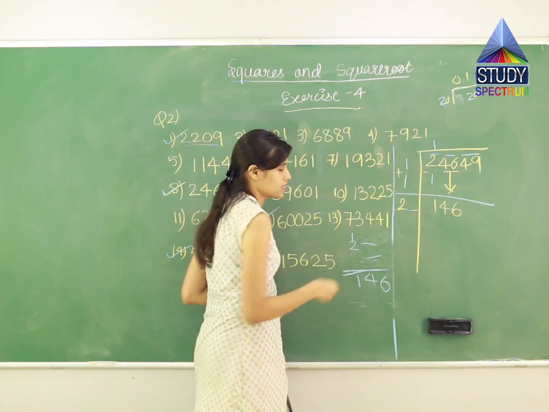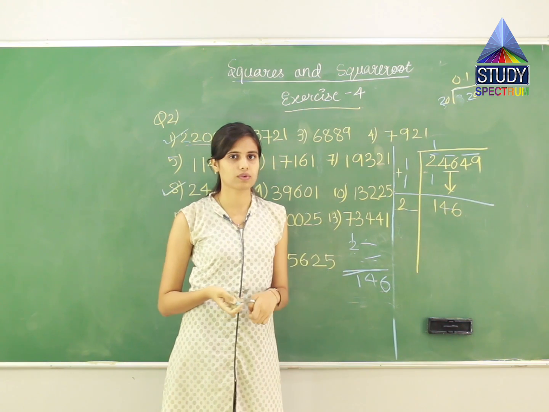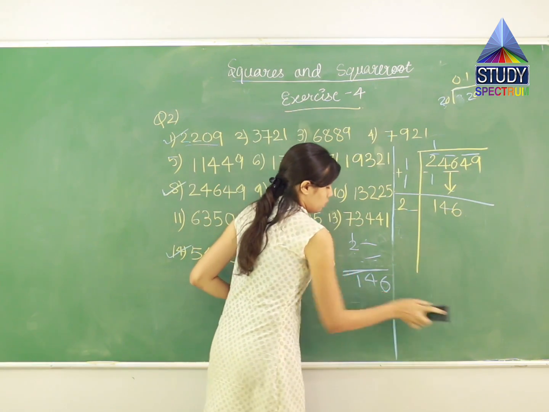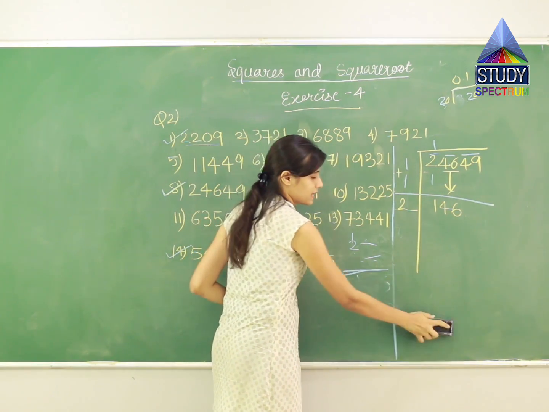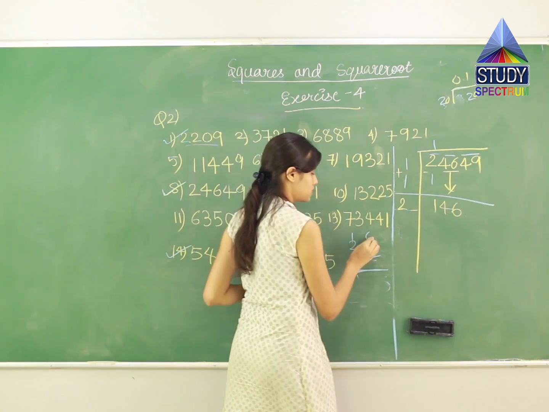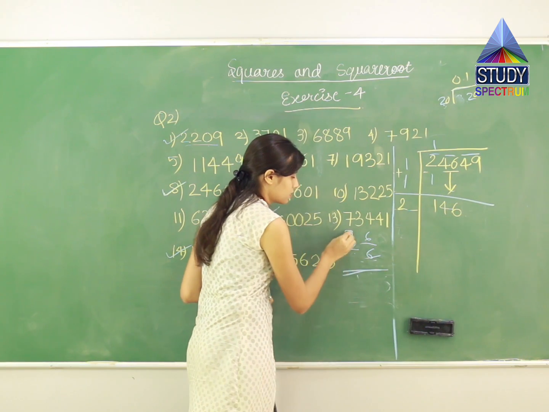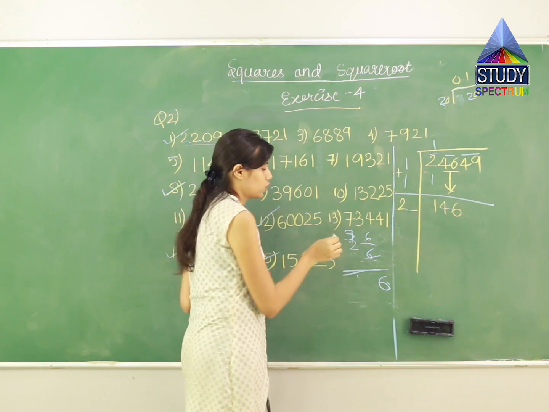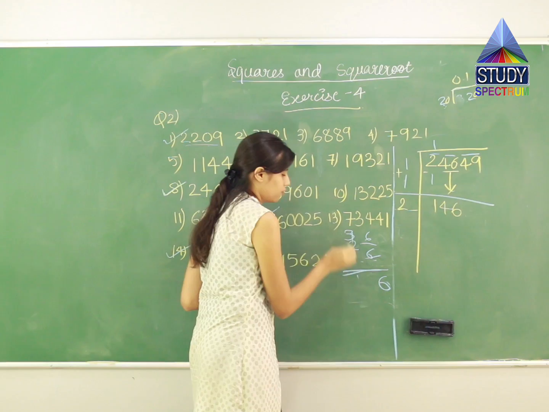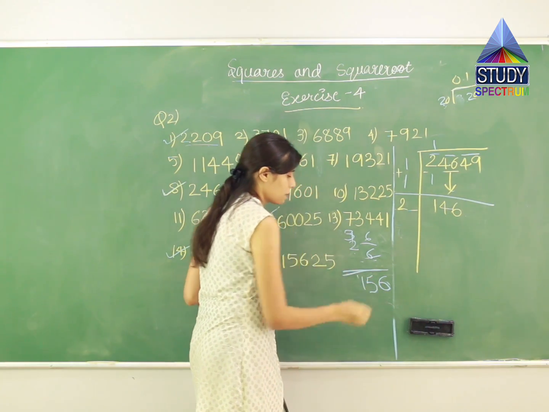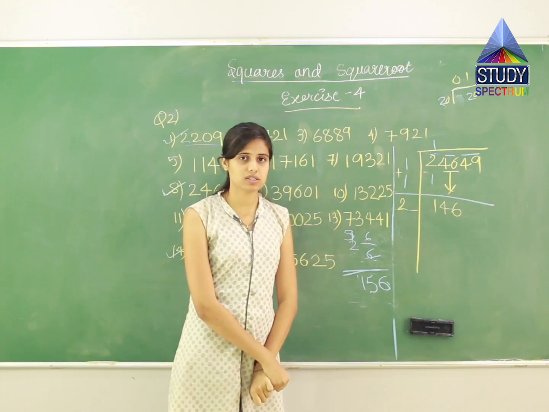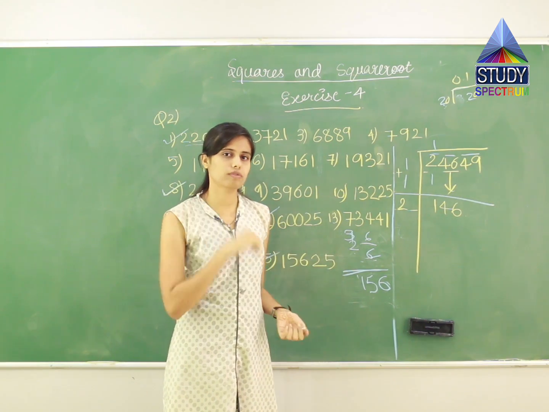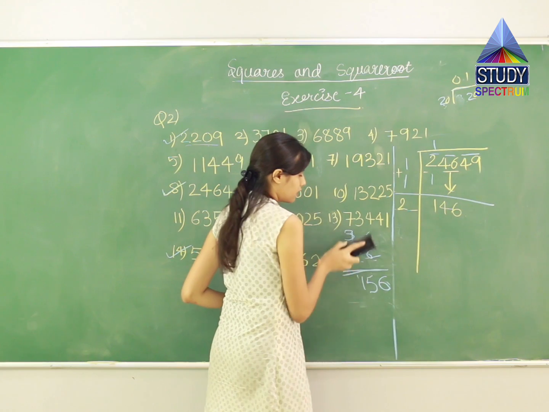This 4 is wrong. Now what we will replace is, can it be replaced by 5? No, because still 5 5s are 25. So 6. Yes, let us try with 6. So 6 6s are 36. 6 2s are 12. 12, 13, 14, 15, 156. But what we need is just 146. So we have got one number extra. So we'll go back. Let us take 5.